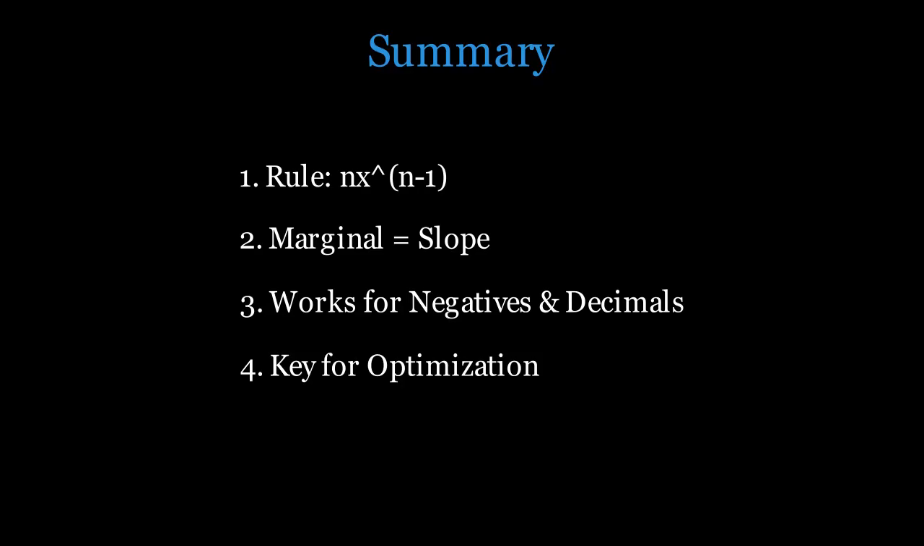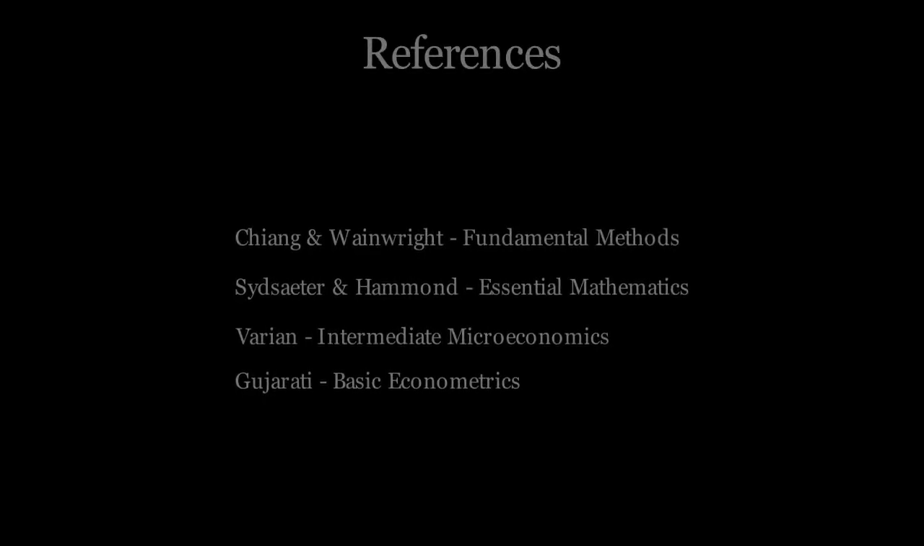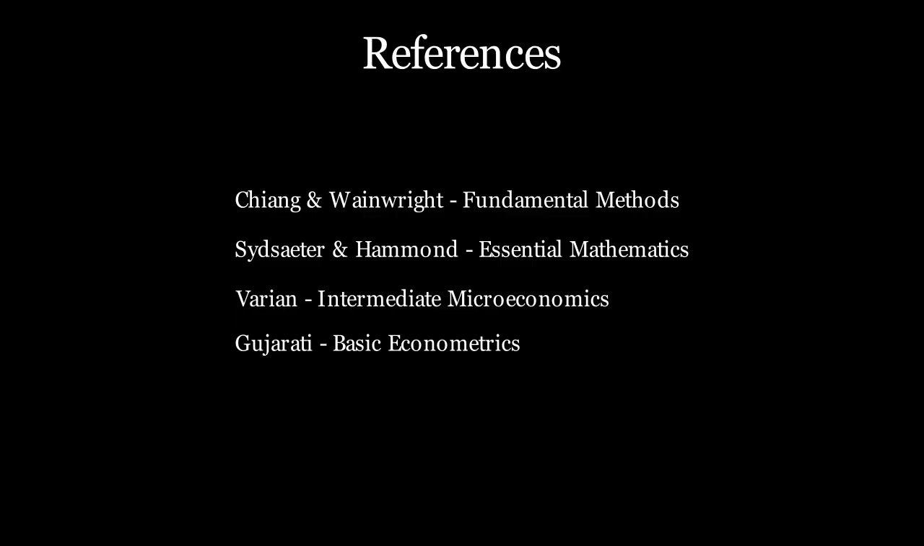References: 1. Alpha C. Chang and Kevin Wainwright, Fundamental Methods of Mathematical Economics. 2. Knut Sydsaeter and Peter Hammond, Essential Mathematics for Economic Analysis. 3. Hal Varian, Intermediate Microeconomics, A Modern Approach. 4. Gujarati, D.N., Basic Econometrics.